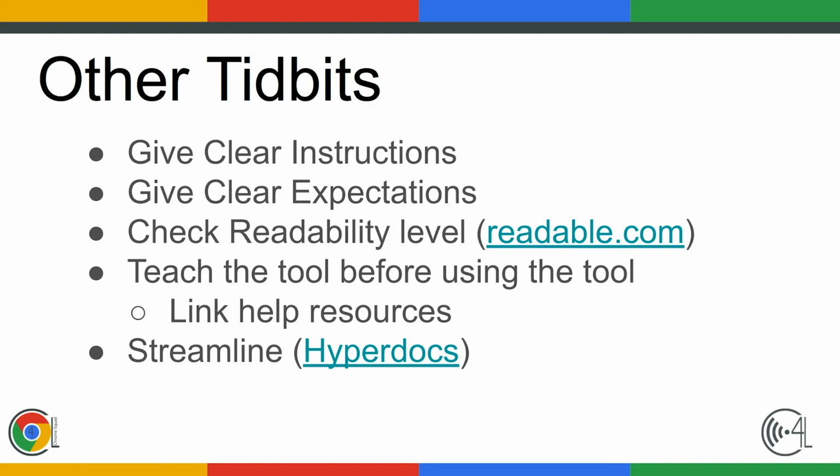The third tidbit is to make sure that your directions are actually at the reading level of the kids that are trying to read them. A great free source is a tool called Readable. If you copy and paste your directions into readable.com, it will tell you what grade level it's written at and let you know if that's appropriate for your kids. So check the readability level. If you're writing directions for a second grader, make sure it will make sense for a second grader.